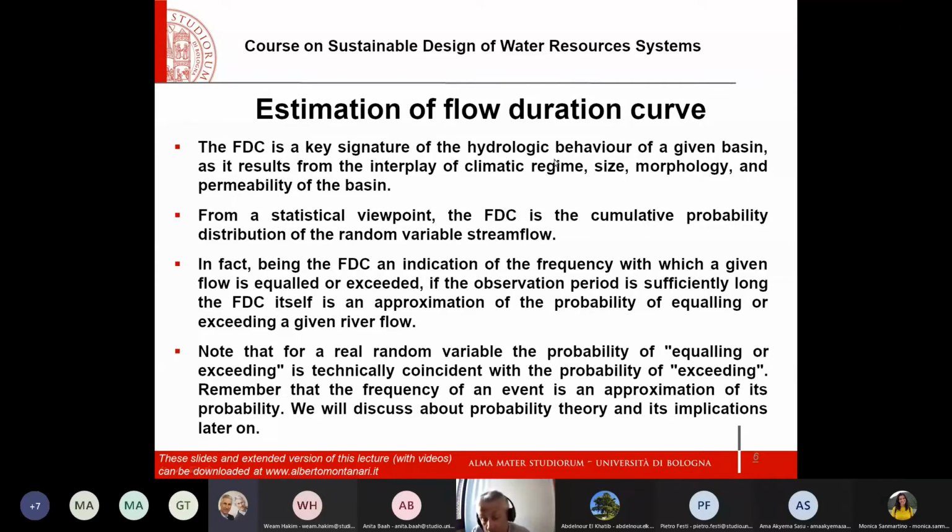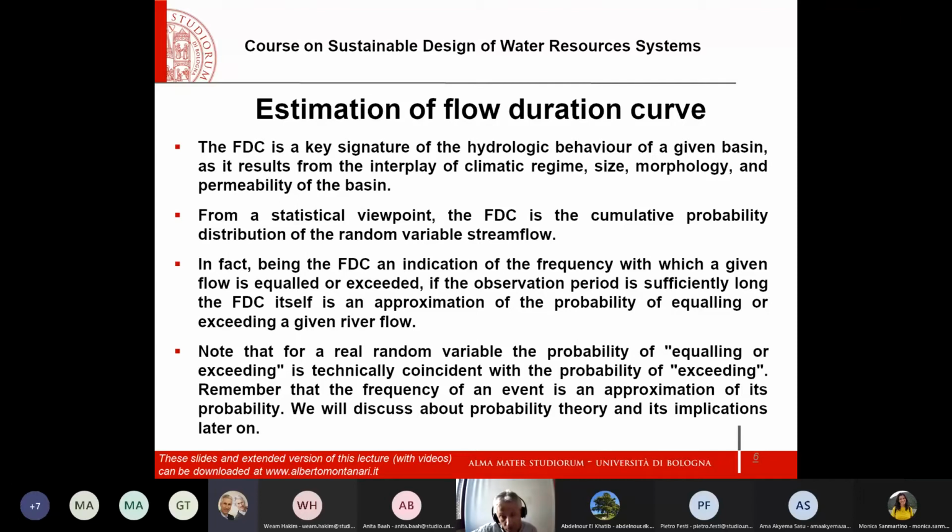Now, I just want to tell you something that you probably will not understand at this stage, but I will give you later on the means to understand what I'm saying. From a statistical viewpoint, the flow duration curve is the cumulative probability distribution of the stream flow.